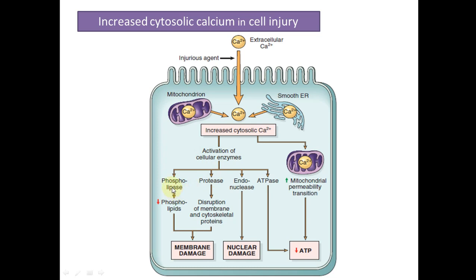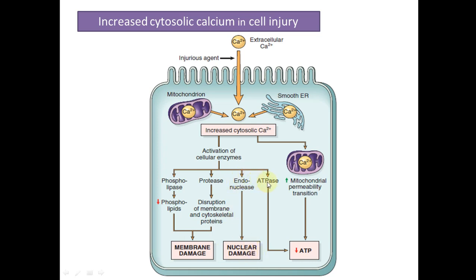For example, the phospholipases are activated, which will degrade the membrane phospholipids, particularly the phospholipid bilayer of the membranes. The proteases are activated, and they will cause disruption of the membrane and cytoskeletal proteins. The endonucleases are activated, which will degrade the nuclear DNA. The protease and phospholipase activation will lead to membrane damage, while the activation of the endonucleases will lead to nuclear damage.